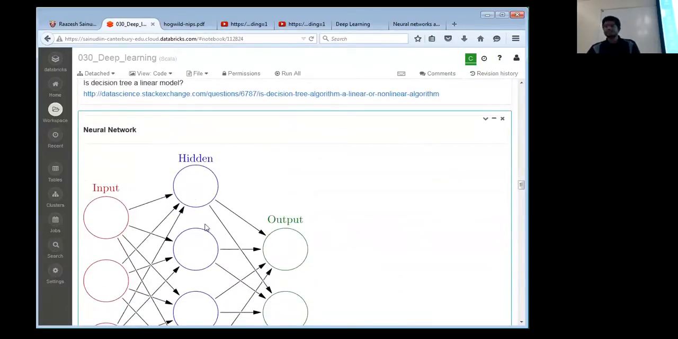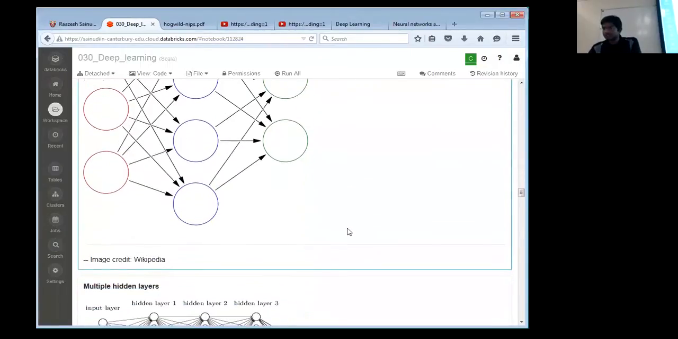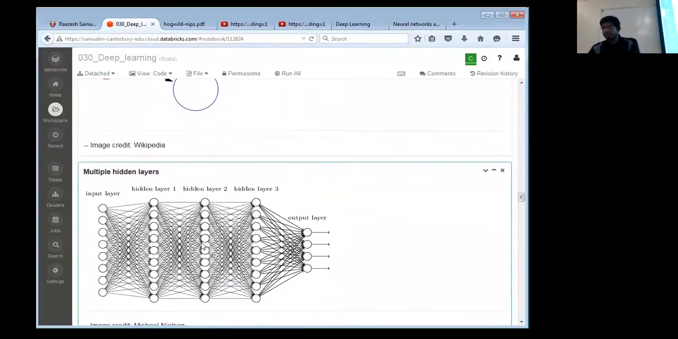So we have one layer of hidden nonlinear functions, and then we learn weights on each of these edges. And why does this work? We'll see that just a couple of slides from now. If you take the same diagram and expand the hidden layer out, and put in multiple hidden layers, in this case we have 3 hidden layers, that is a deep learning network. That's all it is.